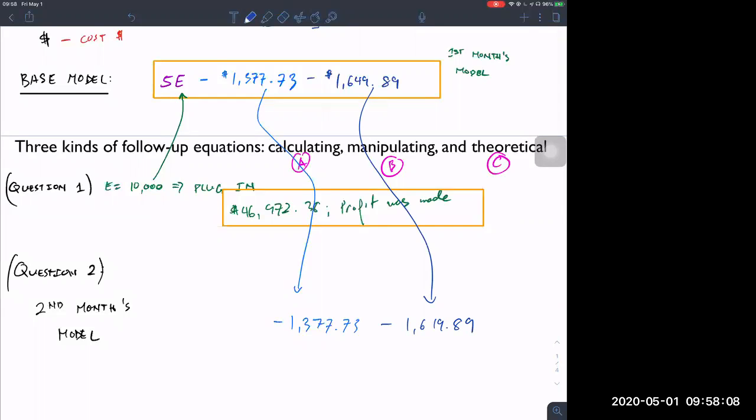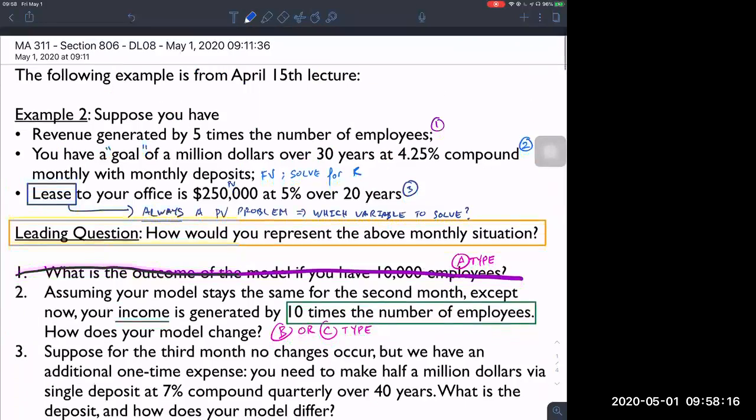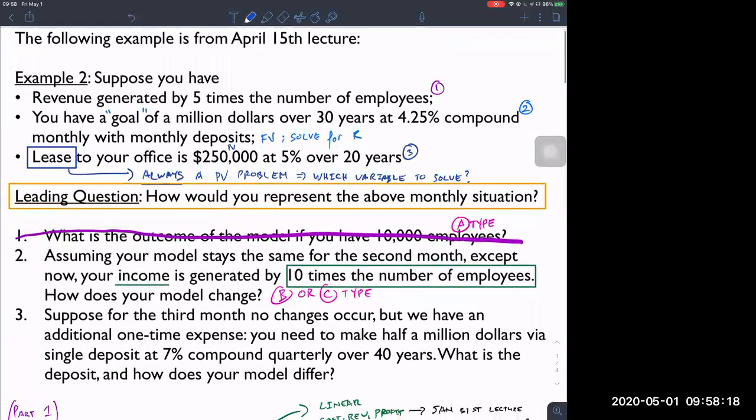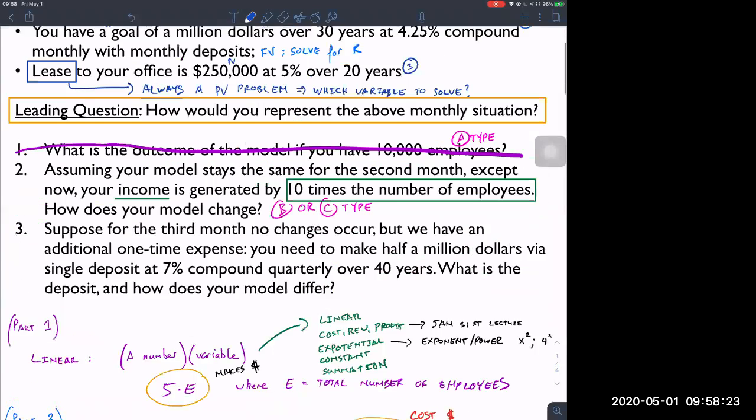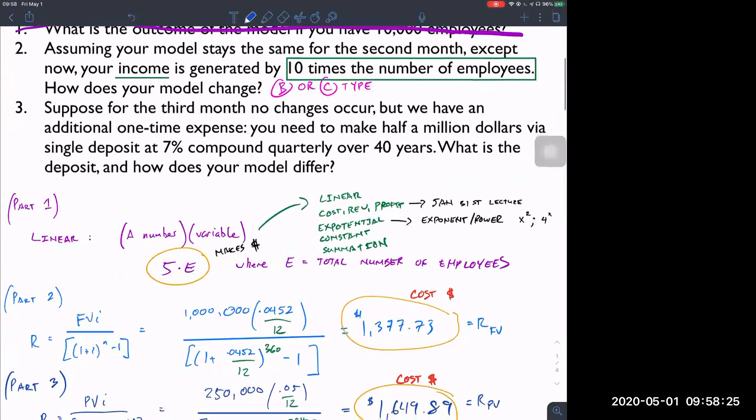Right? These are not changing because of 2 reasons. 1, they are recurring payments, so they happen every month, right? That's what it says here. You have a goal with monthly deposits. You have a lease, you don't pay one time, you pay over time. And then when you read the follow-up question number 2, it says, your income is generated by 10 times the number of employees. How does your model change? There's no mention of the lease or the monthly payments. So you know that only part 1 is being changed.